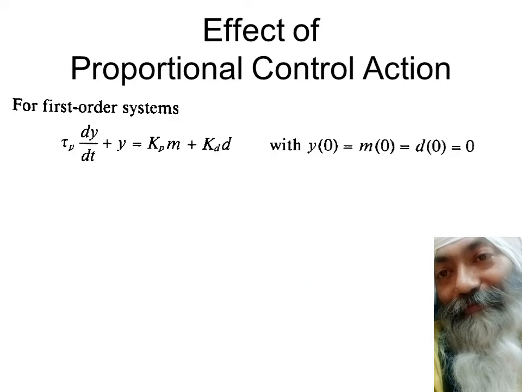For the first order system, as you all know, that we can model it by the first order linear differential equation, and tau p is the time constant of the process, Kp is the gain of the process, m is the manipulated variable, Kd is the gain of the process as far as the disturbance d is concerned.